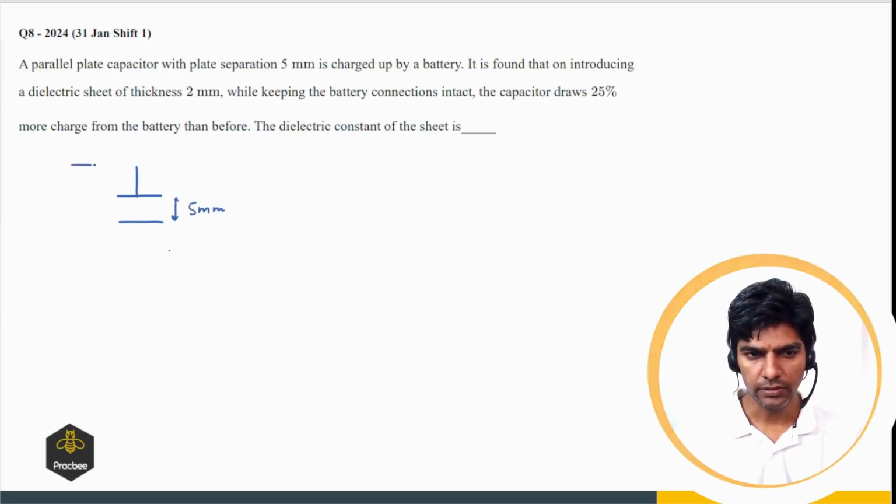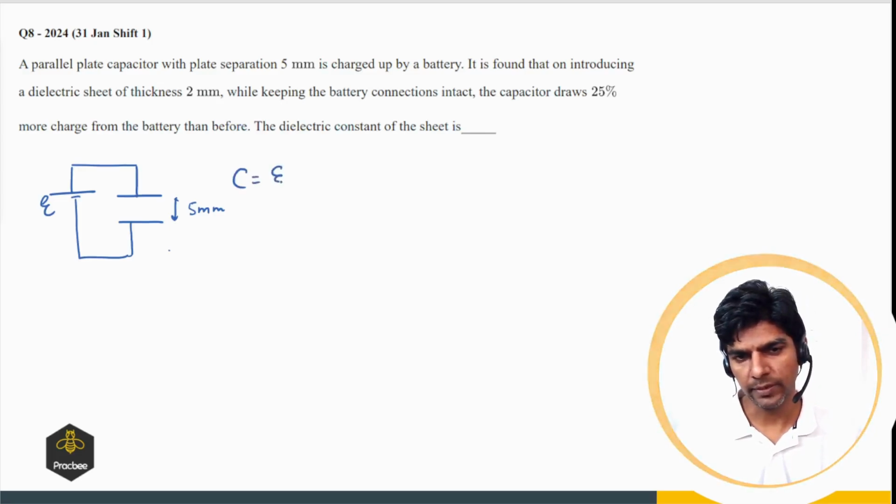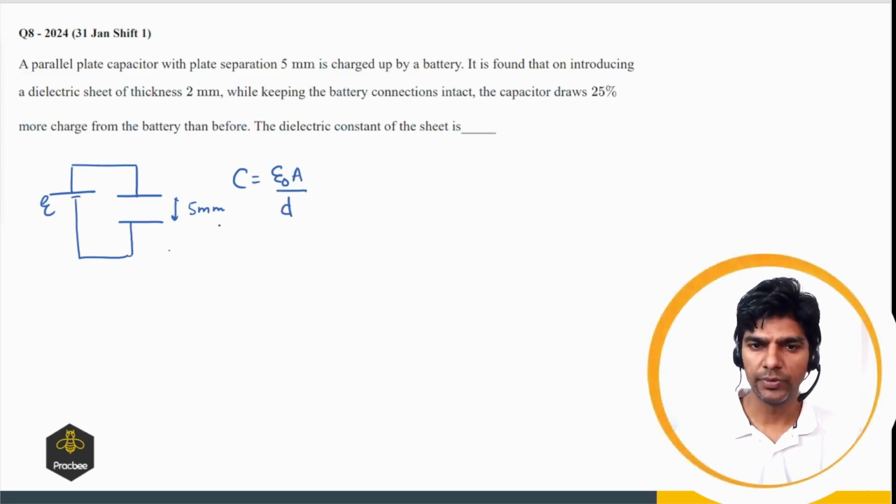And we are charging this capacitor with the help of a battery. Let us say the EMF of the battery is E. The capacitance for this capacitor will be epsilon naught times area of the plate divided by the spacing between them, D, where D is given as 5 millimeters.